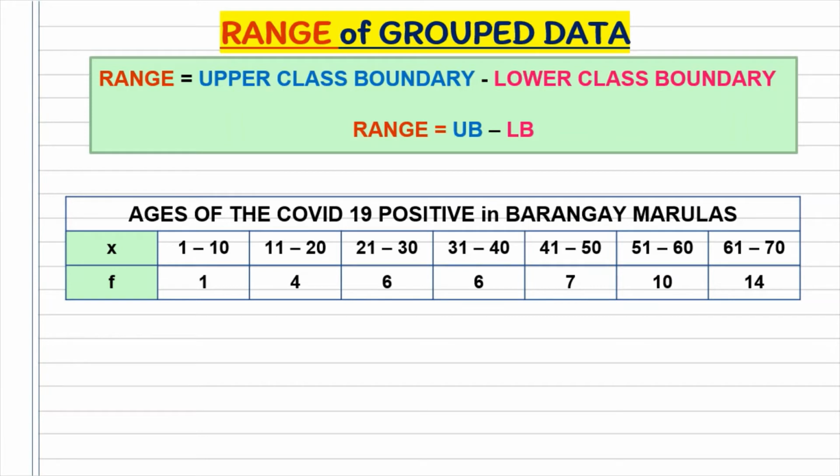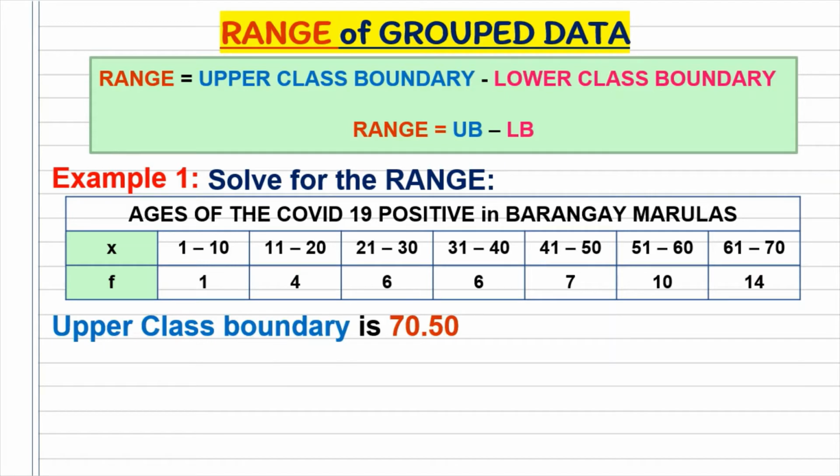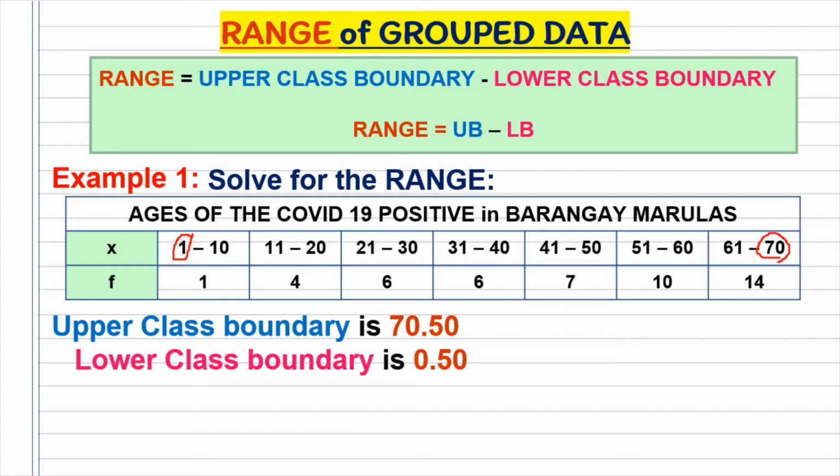And this is our example, the ages of the COVID-19 positive quarantined. This is the interval represented as x, lower limit and upper limit, and then this is the frequency. So how do we get the range? First, we will find the upper class boundary, which is 70. For the upper class boundary, we will add 0.5. For the lower class boundary, we will subtract 0.5. Okay? So our upper class boundary is 70 plus 0.5, that's 70.5. And then our lower class boundary is 1 minus 0.5, so that is equal to 0.5.